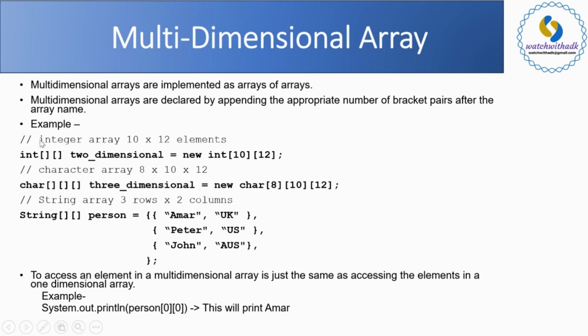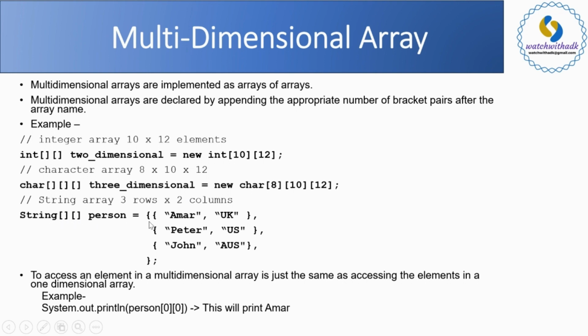For example, if you want to declare an array of size 10 by 12 elements, then you can do it this way: int, then double bracket, the identifier name equal to new int and then the size. Suppose you want to declare and instantiate a character array of size 8 by 10 by 12, a three-dimensional array. Then you can just include one extra bracket and mention the size, the same way. And if you want to declare and instantiate a string array of size 3 by 2, then you can do this in the same way.